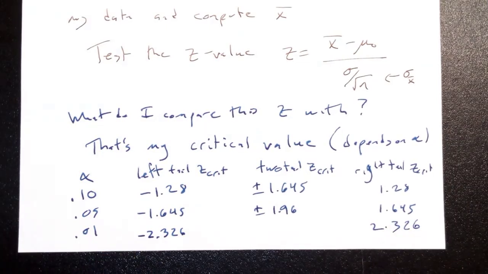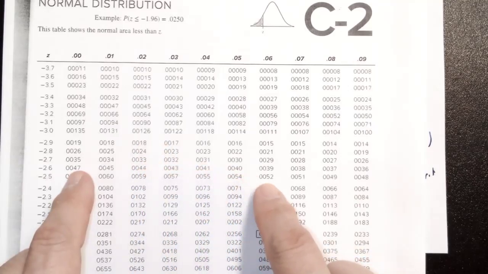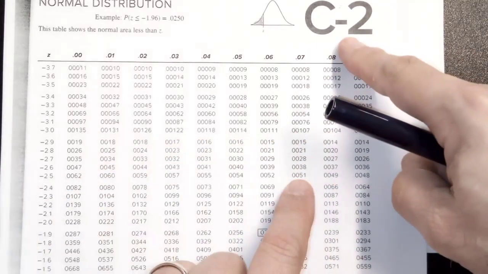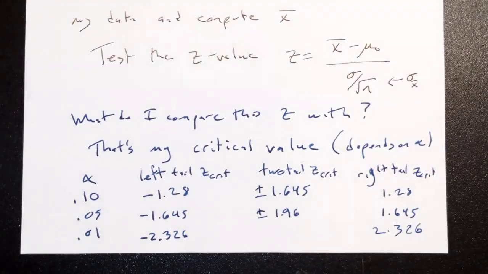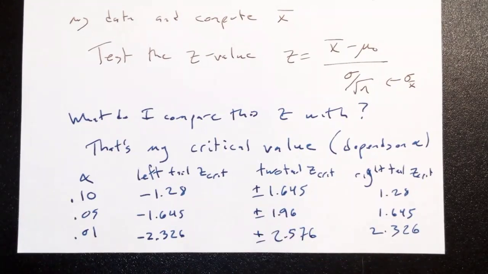In the middle, I'm going to have to look for 0.005. Go back and start looking for 0.005. .003, .004. All right, here we are, .005. Negative 2.5 between 7 and 8. So I have critical values.